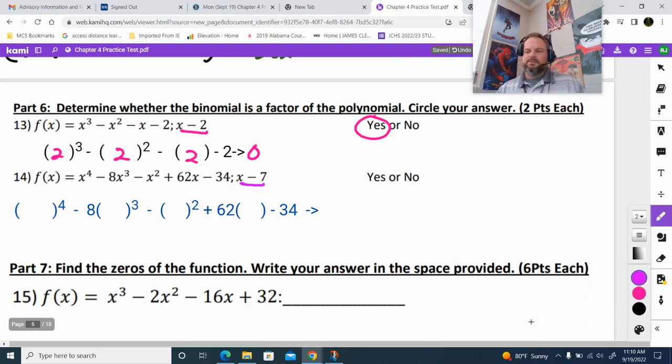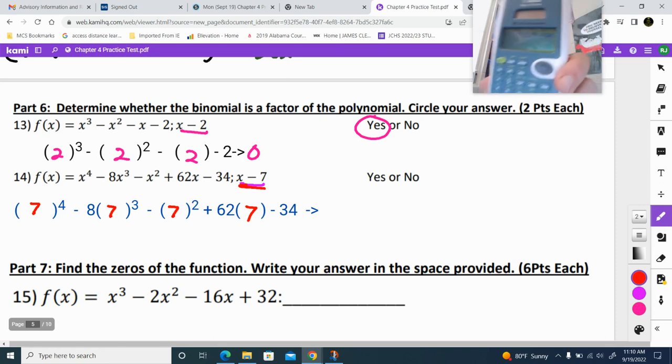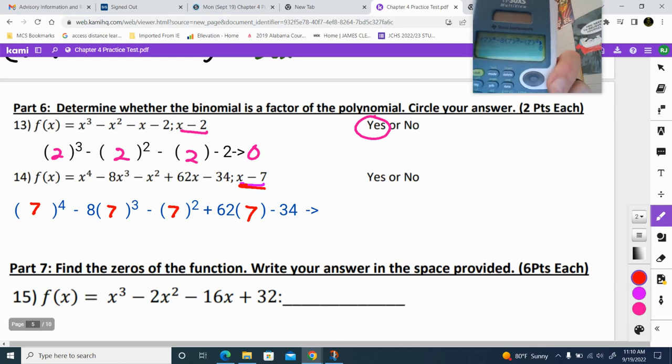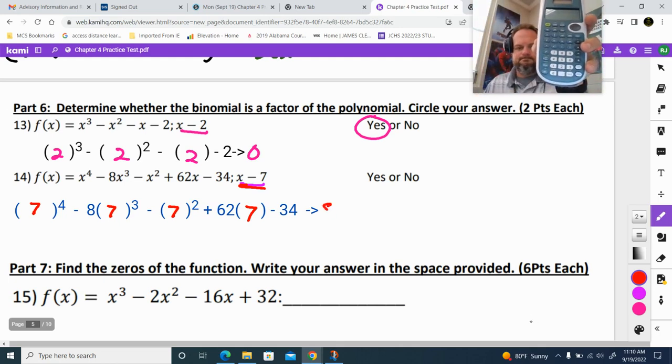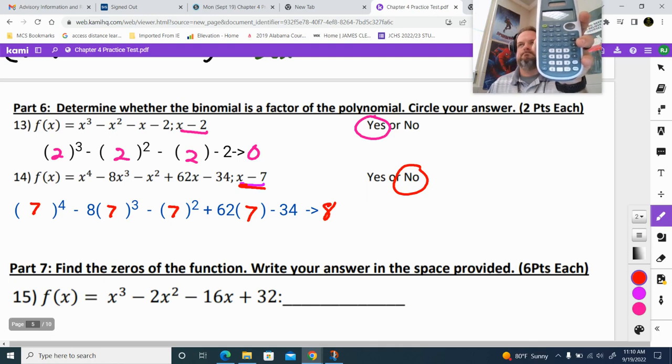This one's the opposite. Ooh, the opposite of -7, which is +7. Okay, typed it all in. Oh, I got 8. So this is a no. Okay.